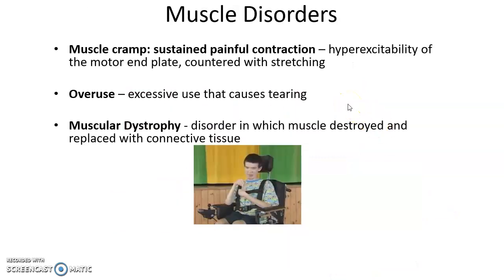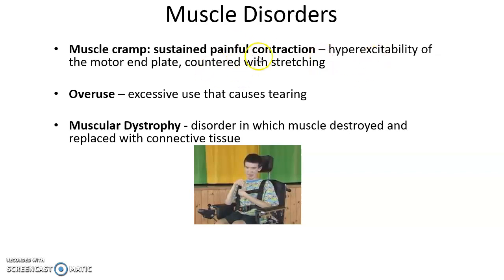All right, there are a few muscle disorders out there. There are muscle cramps. A cramp is basically a sustained painful contraction. Basically, you're causing a contraction to happen unconsciously, and it won't stop. And since that's not what's supposed to be going on, it's very uncomfortable. This is from hyperexcitability of the motor end plate. So the motor end plate is sending a signal, generating the muscle action potential, even though no signal was called for. No acetylcholine was released, acetylcholine receptors are not bound to. It's just happening when it shouldn't.